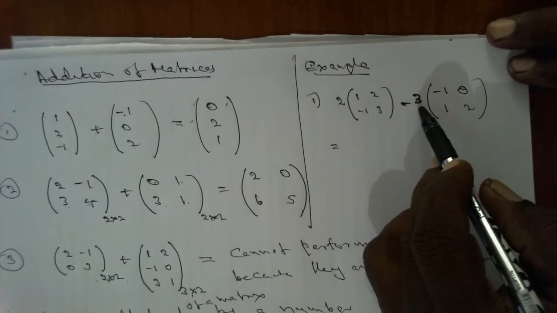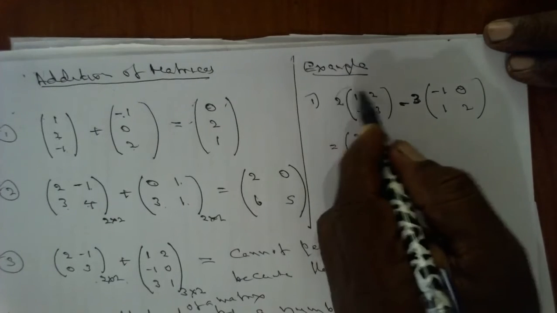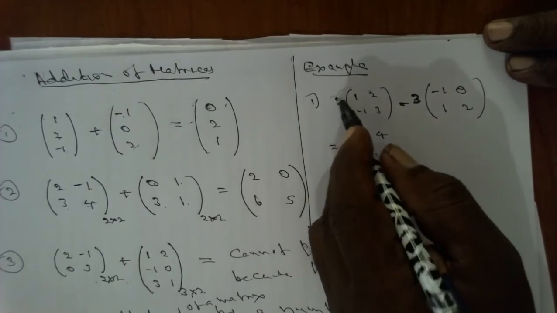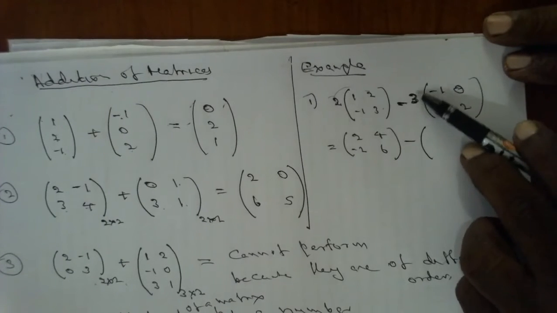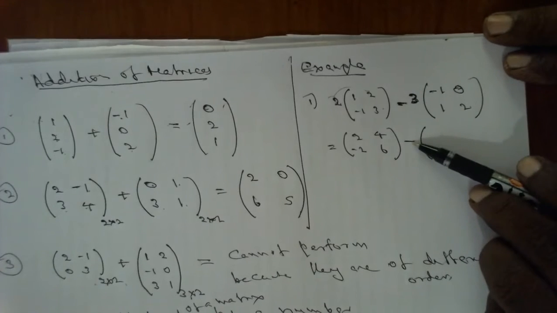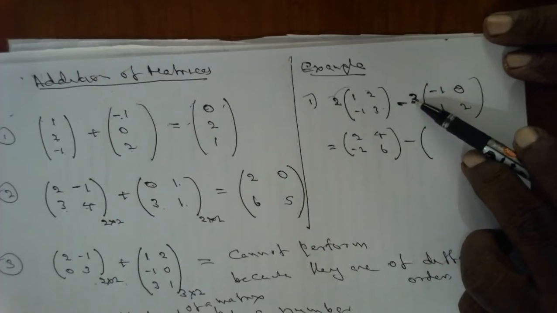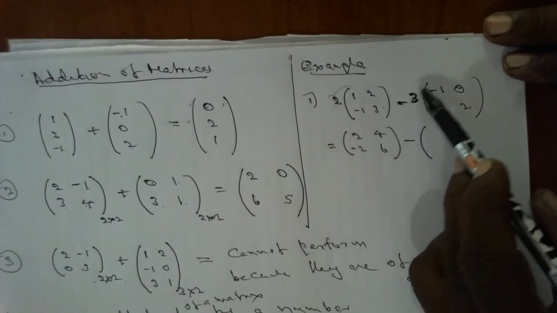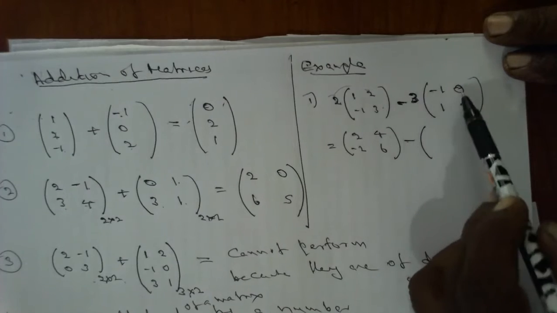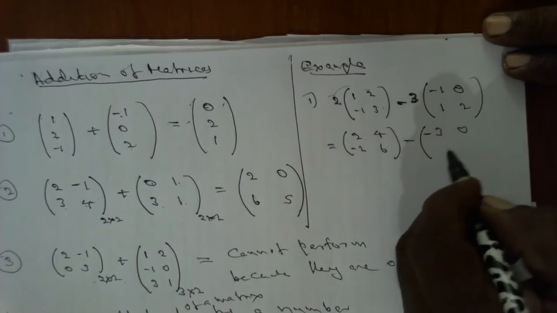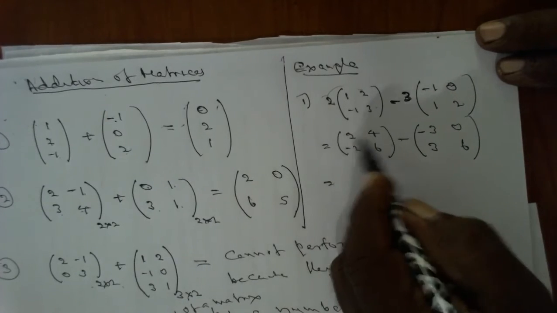Here there is minus 3. How do you simplify this one? First, you have to multiply this one: 2, 4, you multiply by this number 2. 2 into minus 1, minus 2. 2 into 3, 6. You multiply by plus 3, not minus 3, because you are leaving the minus sign outside. If you put a plus sign here, you have to multiply each of these numbers by minus 3. If you leave the minus sign here, you have to multiply by plus 3. Then 3, 0, 3, 6. Now you have to subtract. 2 minus minus 3. What is 2 minus minus 3?